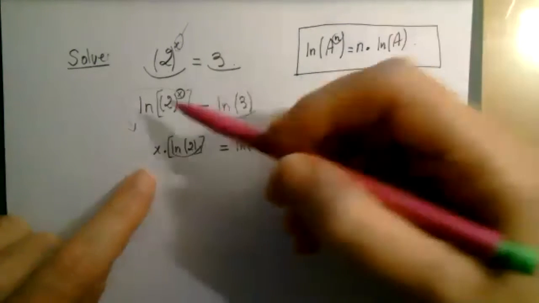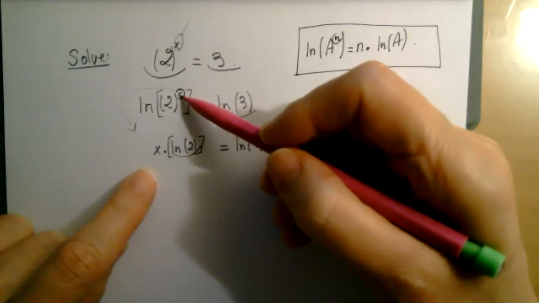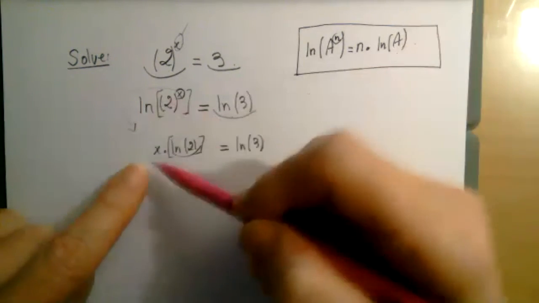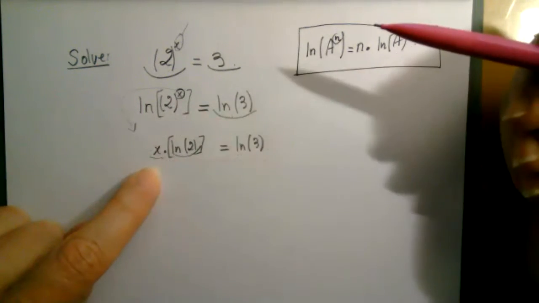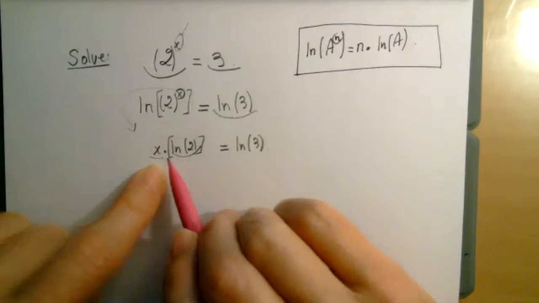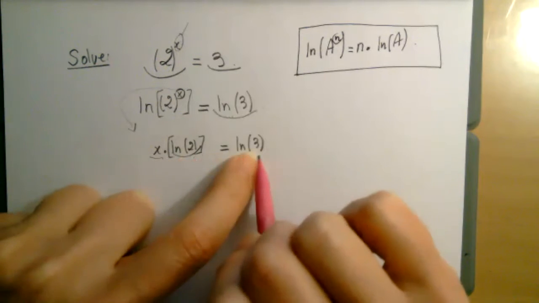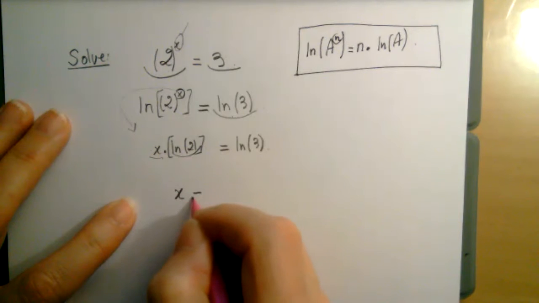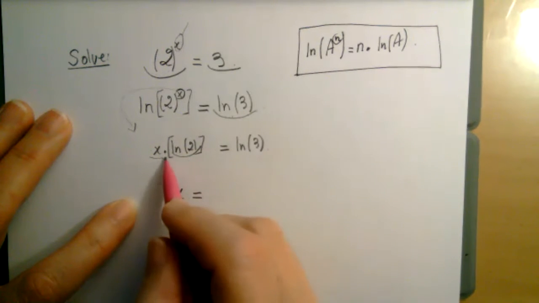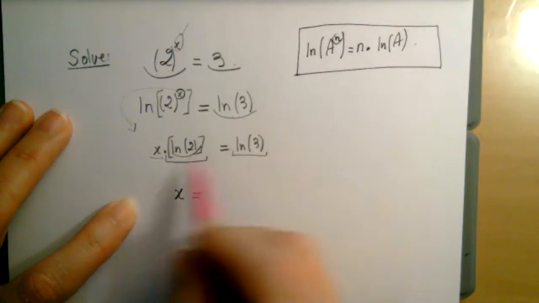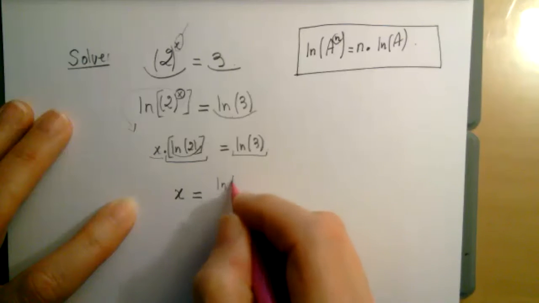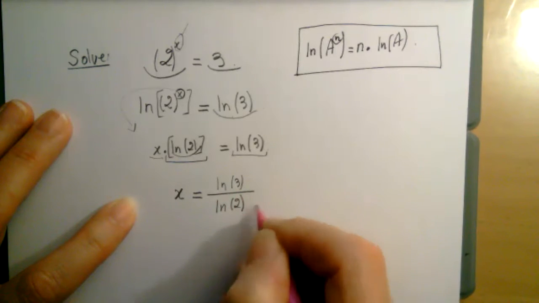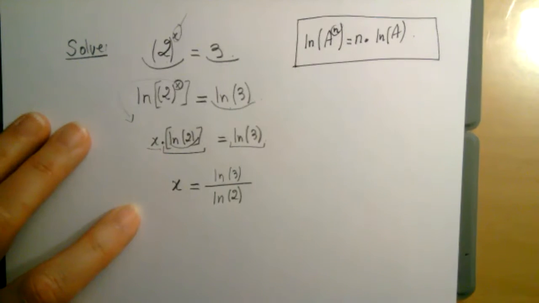So now what did I do? X, which is an exponent, is not an exponent anymore. By taking the natural log from both sides, this x came down here. And now I have x multiplied by this number is equal to that number. So we're going to solve for x. How can we solve for x? This is a number, and this is a number. So I'm going to divide both sides by the ln of 2. And that will give me my x.